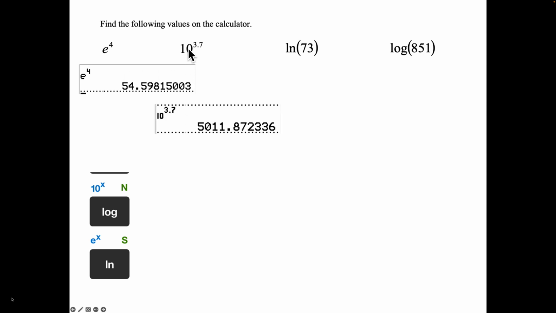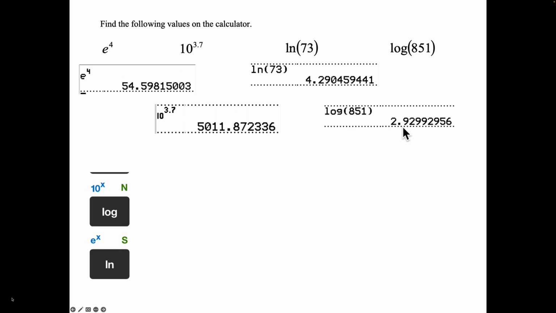54.59815. 10 to the 3.7 power, I'll just hit second log. It gives me the 10, puts the text box up here. And then we'll put in 3.7, get 5,011.87, and so on. Natural log of 73. Hit the ln button. It'll put the parentheses, fill it in with 73. There's your decimal representation. Common log, base 10 of 851. Just hit the log button. Put in your 851, 2.929929, so on and so forth.